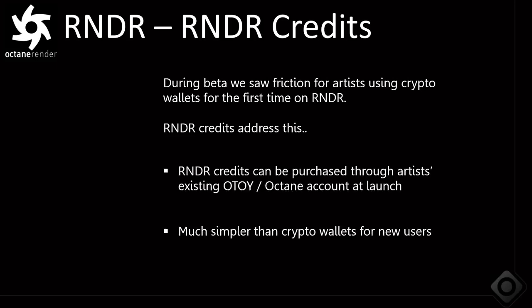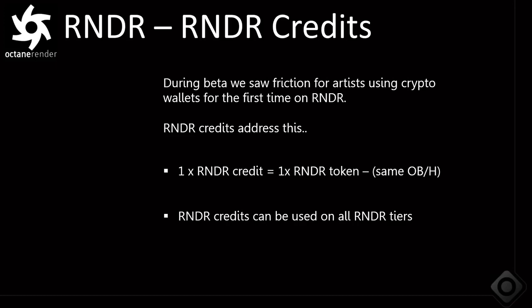Render credits basically are that. It allows you to go to the same web page where you've previously bought credits for Orc, or you've purchased Octane or subscribed to Octane, and you can just get Render credits. And it's really simple. You can also, of course, still use on the decentralized nodes the tokens that are available from the Ethereum network. But the credits are identical. I mean, one credit that you buy for fiat on our shop page does the exact same amount of work on the Render network that one Render token does. It's the same exact Octane bench hour per cost. And you can use these credits on all tiers, enterprise as well as the decentralized tiers.